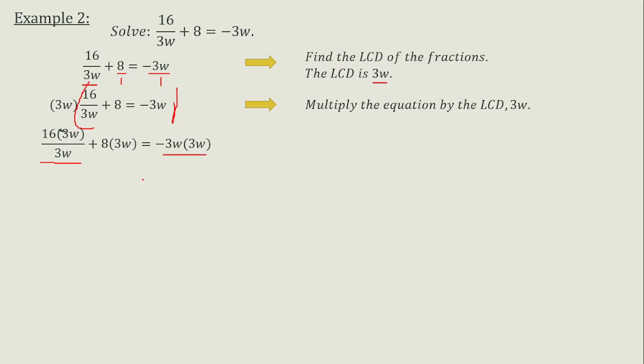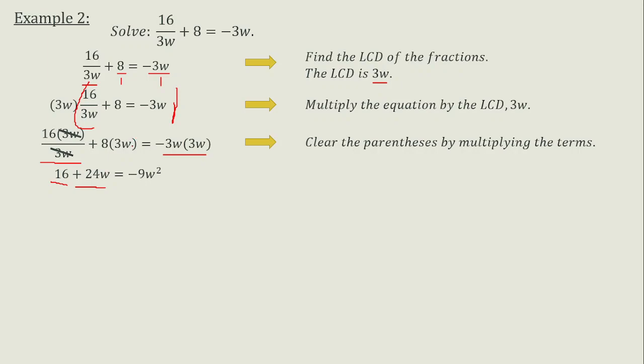So after that, isimplify na natin. So 16 times 3w divided by 3w. So 3w divided by 3w, the answer is 1. So ang remaining term na lang dyan is 16. So 16 yung matitira. Then plus 8 times 3w, the answer is 24w. Then after that, negative 3w times 3w, the result will be negative 9w squared. So we are already done clearing the parentheses by what method? By multiplying the terms or dividing the terms.